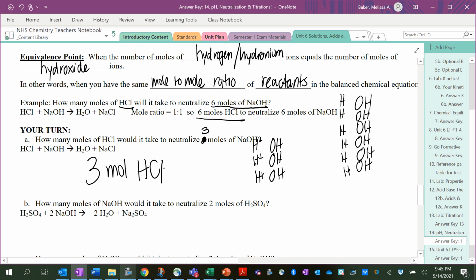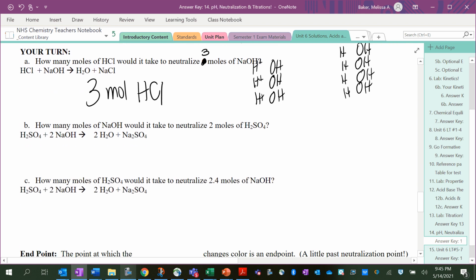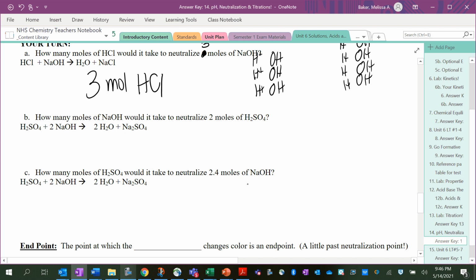3 moles of HCl to neutralize. Okay, here's a little bit of a trickier one. How many moles of NaOH do you need to neutralize 2 moles of H2SO4? Well, for 1 mole of H2SO4, you need 2 moles of NaOH. So if you've got 2 moles of H2SO4, you're going to need 4 moles of NaOH.